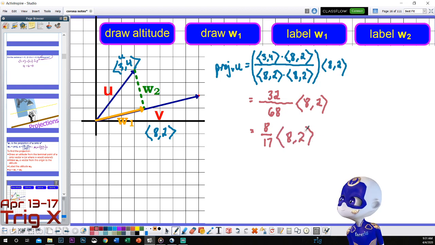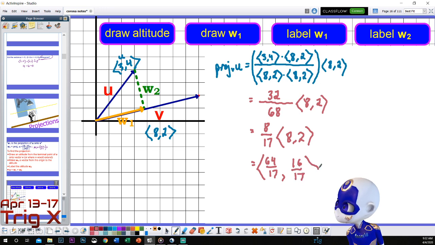Finally, we're going to scale this by a factor of 8 over 17. So that's going to give us 8 times 8 is 64, and 2 times 8 is 16. Alright, so this would be the component form of W1, the orange vector here.